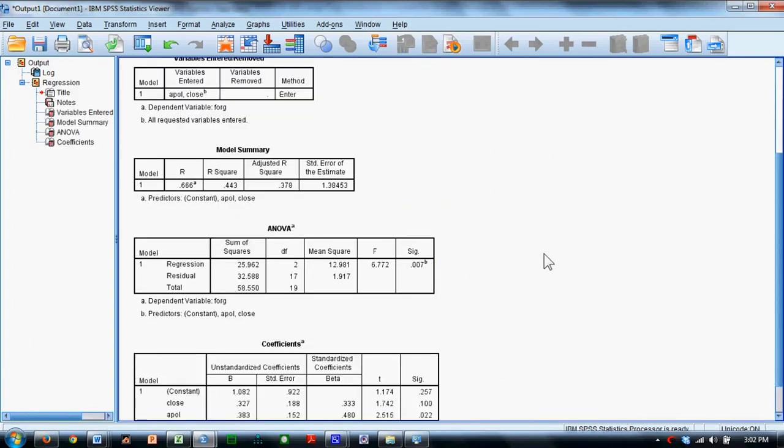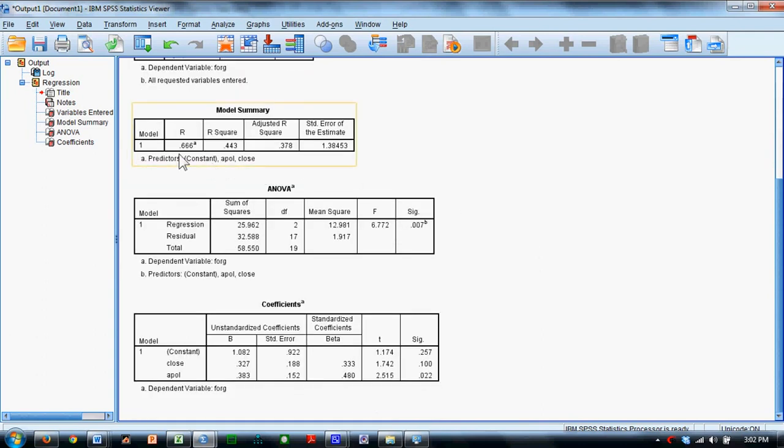And SPSS provides for us the multiple correlation regression analysis. It shows us that the overall correlation between both apology and relational closeness with forgiveness is 0.666. R squared is 0.443. The F value for that multiple R squared is 6.772, and the statistical significance is 0.007. So overall, the two of these things correlate at a significant level with forgiveness.